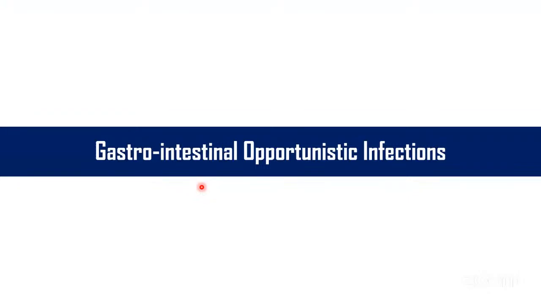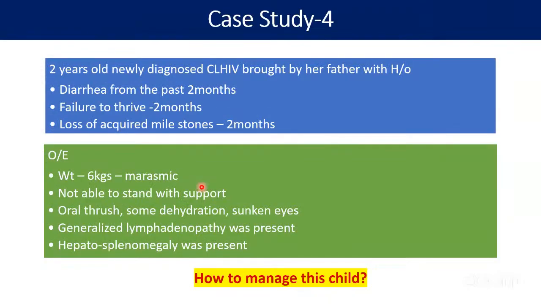The last syndrome is gastrointestinal opportunistic infections, where in this case, we have a 2-year-old newly diagnosed CLHIV with history of diarrhea from last 2 months. Remember, diarrhea of 2 months, failure to thrive, and loss of acquired milestones of 2 months. Child is just weighing 6 kgs. We expect a 2-year-old child to weigh around 10 to 12 kgs. This child is hardly 6 kgs.